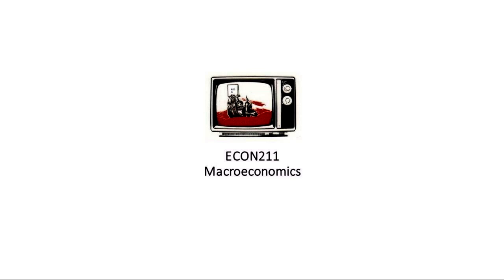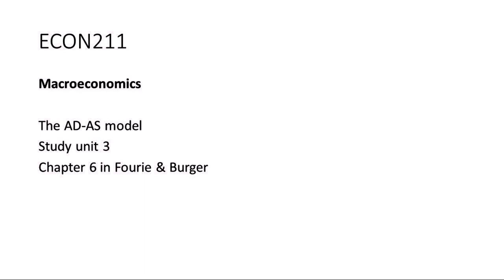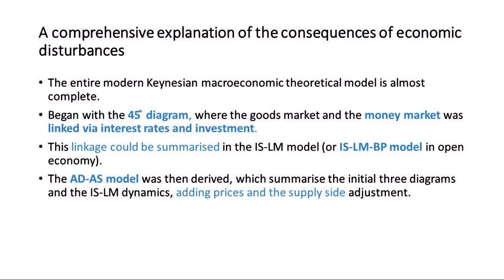You are watching Macro TV, and this is the concluding video to study Unit 3, Chapter 6 in Fourie and Berger. We've talked about the ADAS model, and we've explained that by having the ADAS model, we've built upon the Keynesian macro framework. It began with all the components of aggregate spending and the 45-degree diagram, to which we added the monetary sector, and we summarized this in the ISLM model.